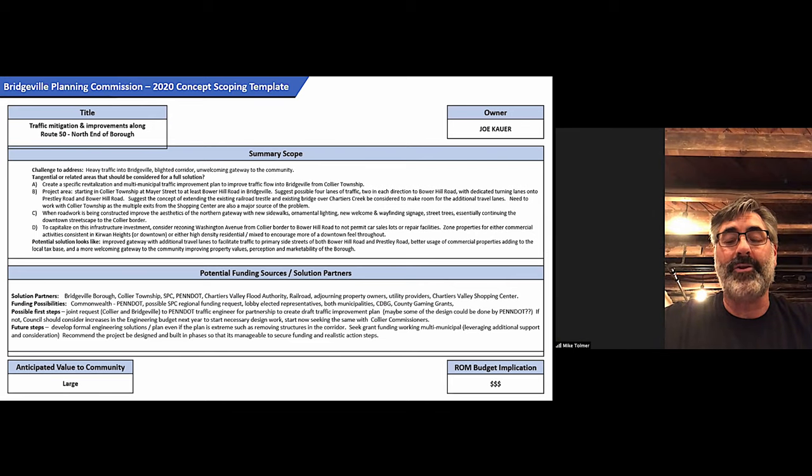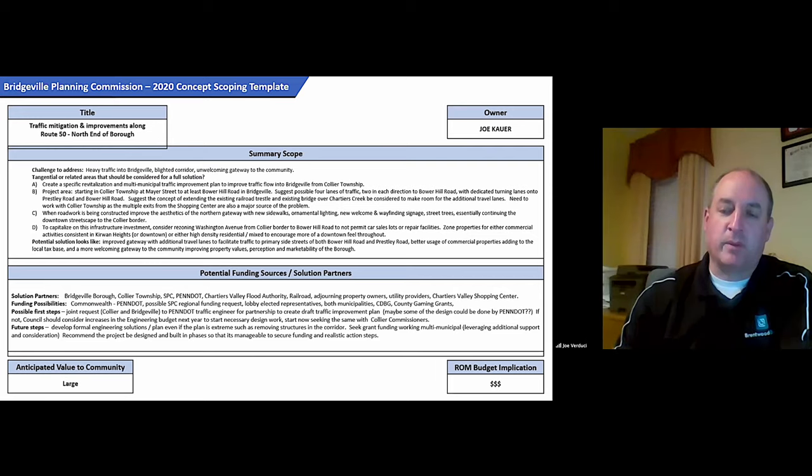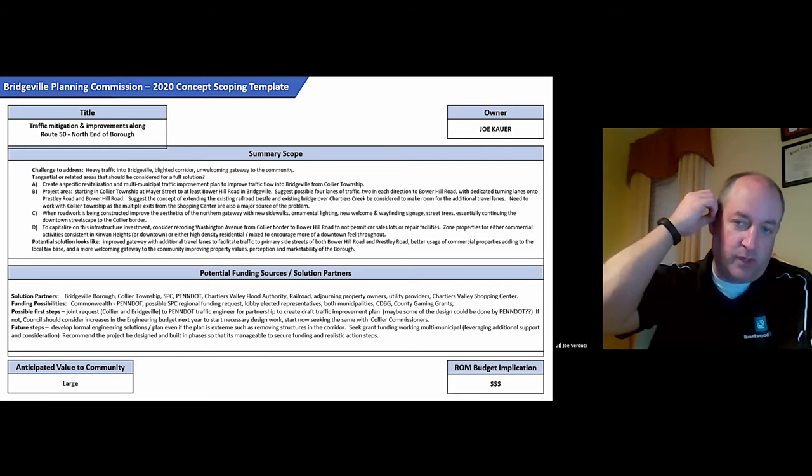Right off the bat, your big partner would be Collier, because you'd be sharing this project with them. I know that currently they are on board with addressing this, because it's a problem for them just as it is for us. They would like to see something happen at the bridge coming down from Great Southern all the way down into Bridgeville. The conversations have already started. Mike, do you want to talk about the task force Dawn started?